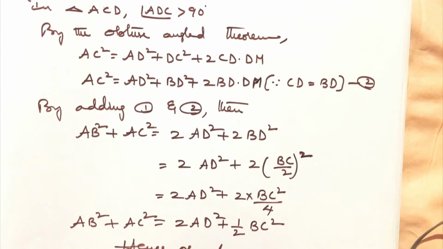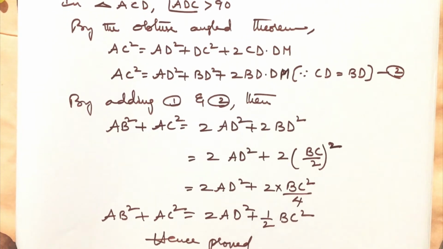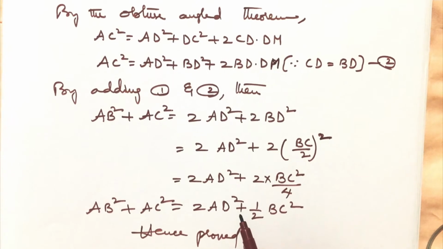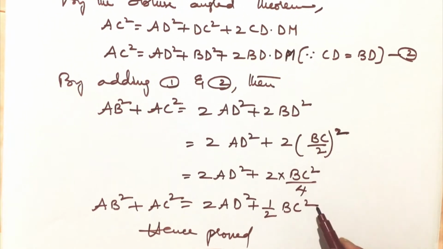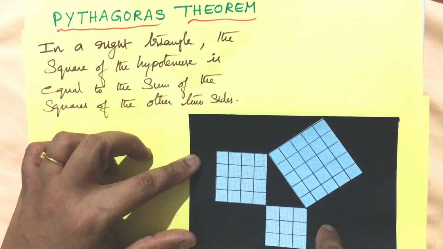That is nothing but you can say that in any triangle, the sum of the squares of any two sides is equal to twice the square of the median drawn to the third side plus half of the square of the third side. This is nothing but the Apollonius theorem.